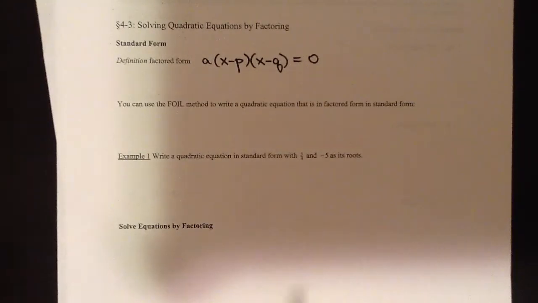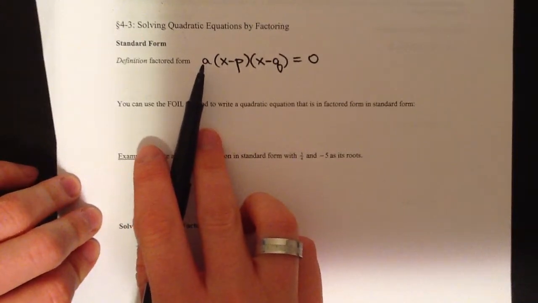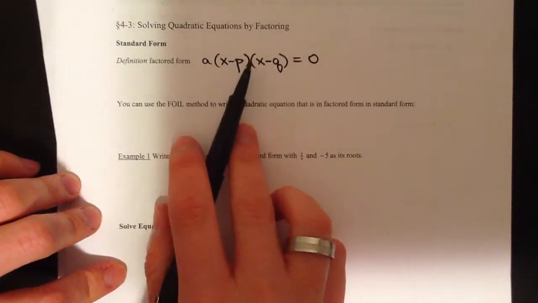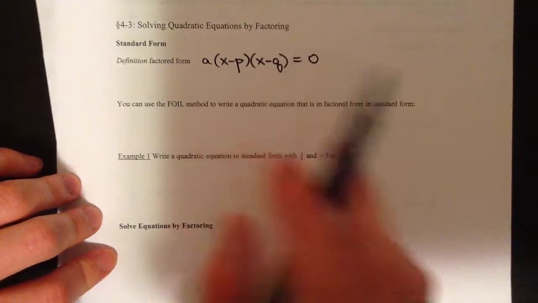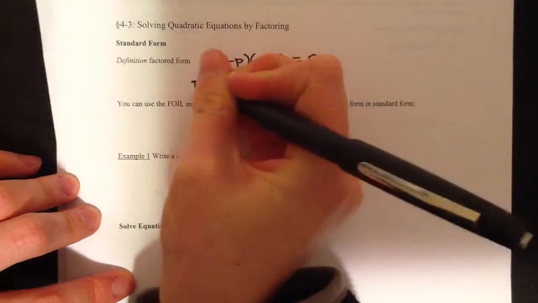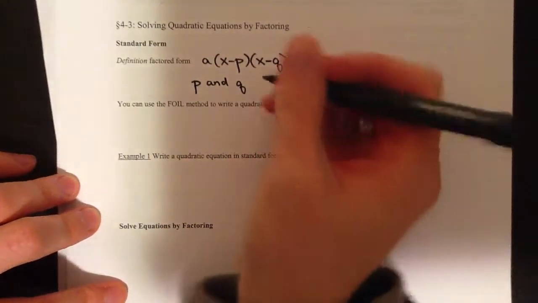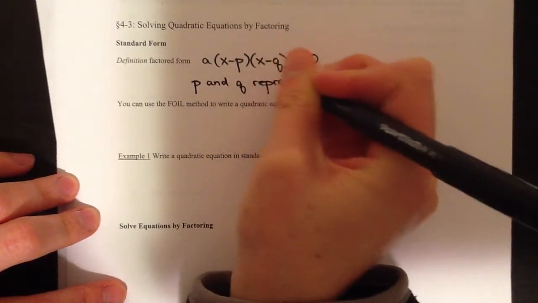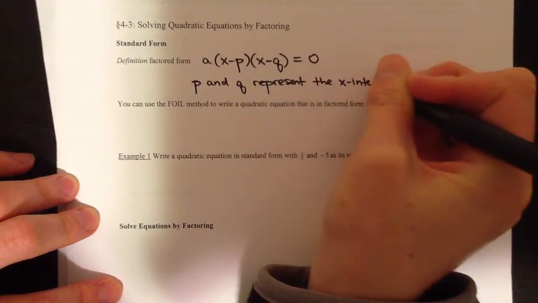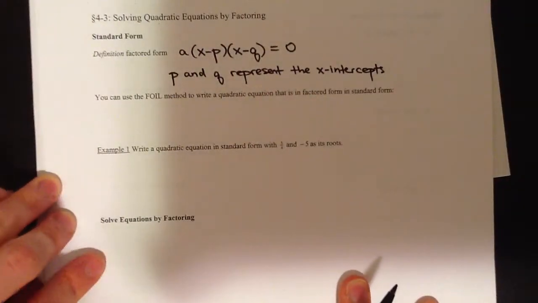We're pretty used to standard form having to equal 0, so let's walk through exactly what all of these things mean. So a is just going to be a constant. So we might have a 2 out front, or we could have a negative 3 out front, or something like that. The important part is that I have this x minus p, x minus q. You might be wondering what on earth p and q are supposed to be. Well, in the equation, p and q, those two numbers, they represent the x-intercepts. P and Q represent the x-intercepts.